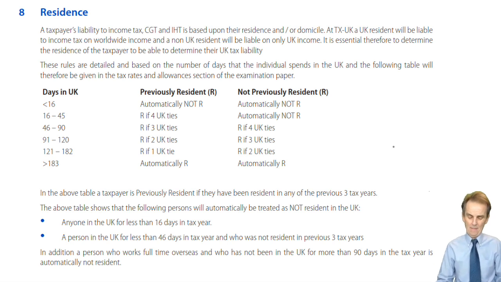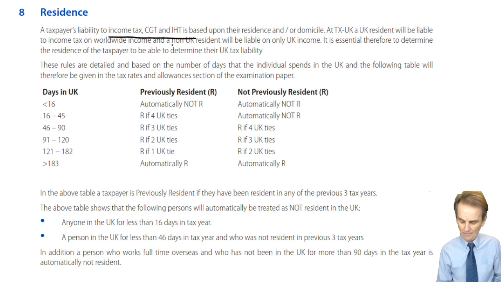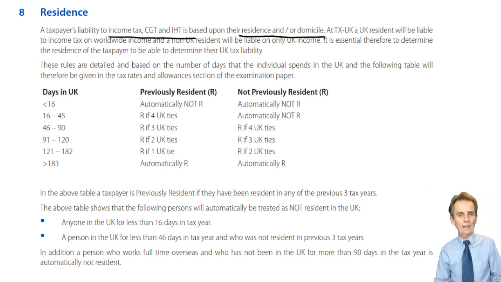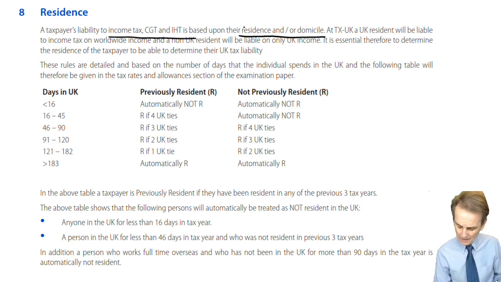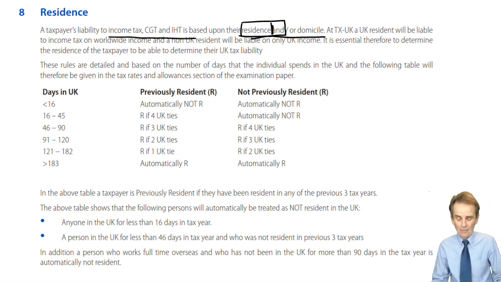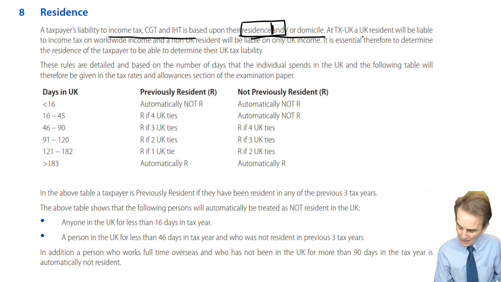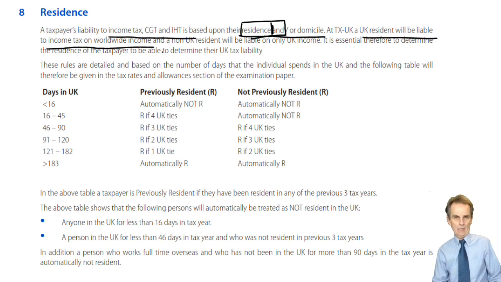All we have to know here is that a taxpayer's liability to the personal taxes, income tax, CGT and IHT, is based upon the taxpayer's residence and, specifically in the case of inheritance tax, their domicile. But all we need to know here is about determining whether or not a taxpayer is or is not UK resident. The outcome then is very simple. A UK resident will be liable to income tax on worldwide income.